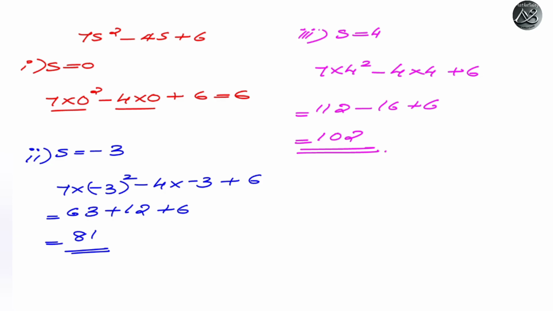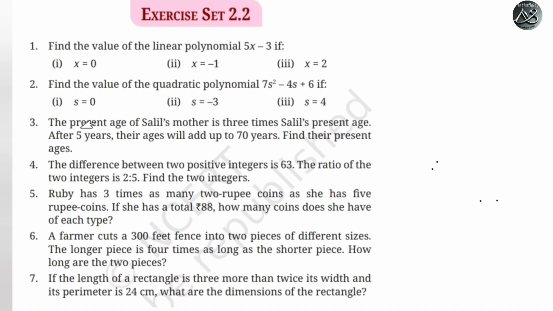So the value of the quadratic polynomial when s equal to 0 is 6, when s equal to negative 3 is 81, when s equal to 4 is 102. Third question, the present age of Salil's mother is 3 times Salil's present age. After 5 years, their ages will add up to 70 years.